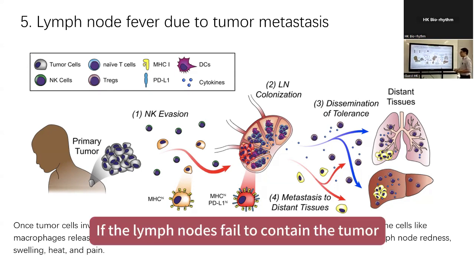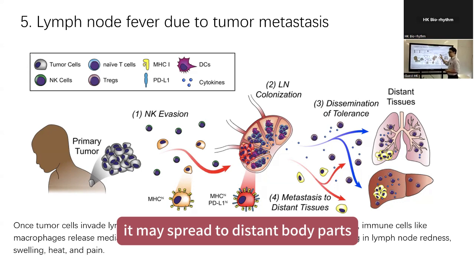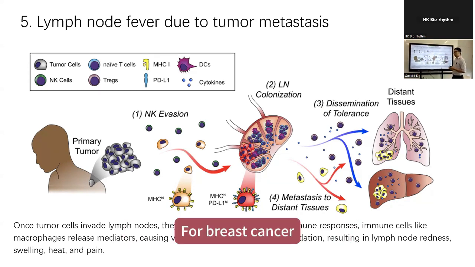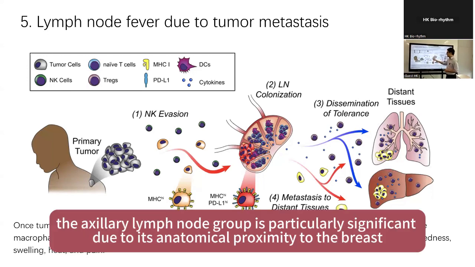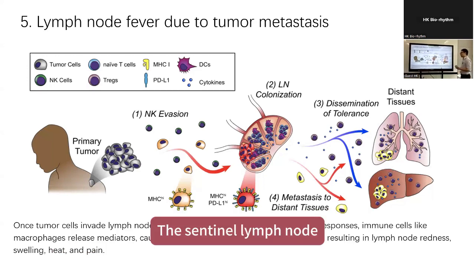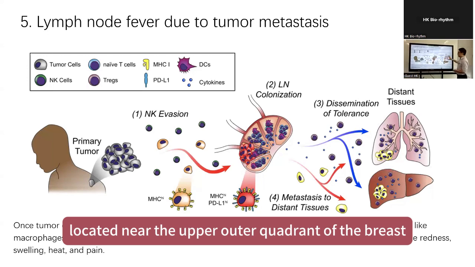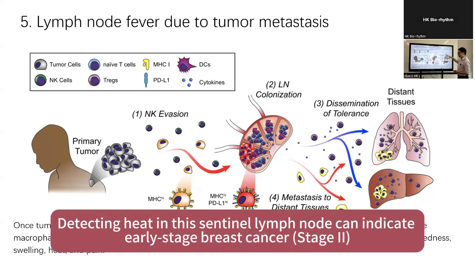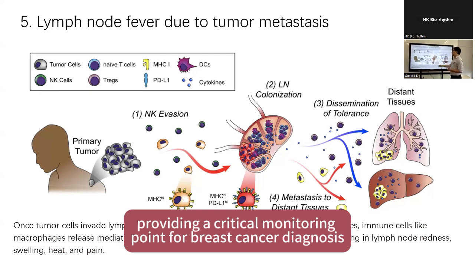If the lymph nodes fail to contain the tumor, it may spread to distant body parts, marking advanced cancer stages. For breast cancer, the axillary lymph node group is particularly significant due to its anatomical proximity to the breast. The sentinel lymph node, located near the upper outer quadrant of the breast, serves as the first line of defense against breast cancer metastasis. Detecting heat in this sentinel lymph node can indicate early-stage breast cancer, stage 2, providing a critical monitoring point for breast cancer diagnosis.